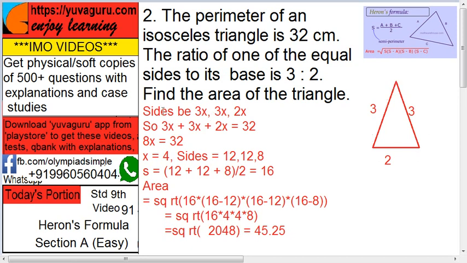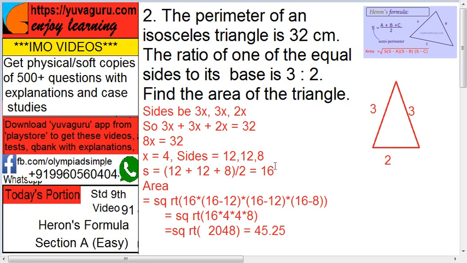So let the sides be 3x, 3x and 2x. So the perimeter is adding all these: 3x plus 3x plus 2x equals 32, because it's given. So you get 8x equals 32, x equals 4. So the sides become 3 fours are 12, 3 fours are 12 and 2 fours are 8.